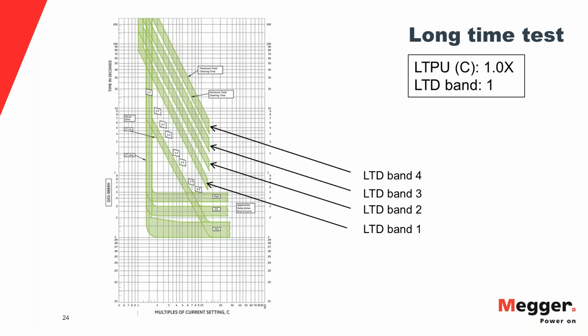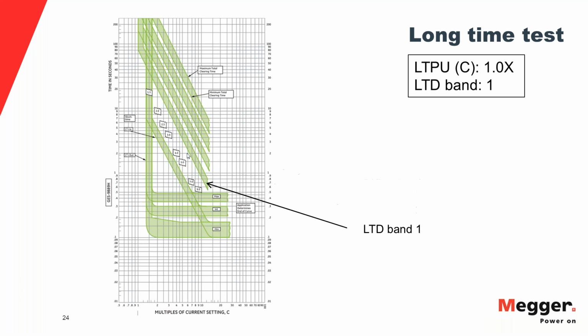So let's look at a long time delay characteristic and see how we can interpret the results. In this diagram, you can see both the long time delay characteristics and the short time delay characteristics. Long time delay characteristics are the ones in this region. You can see that there are 4 bands here, LTD band 1, 2, 3, and 4. Band 1 has the lowest trip time and band 4 has the highest trip time. So as we said in the previous slide, we would select LTD band 1 on the trip unit.